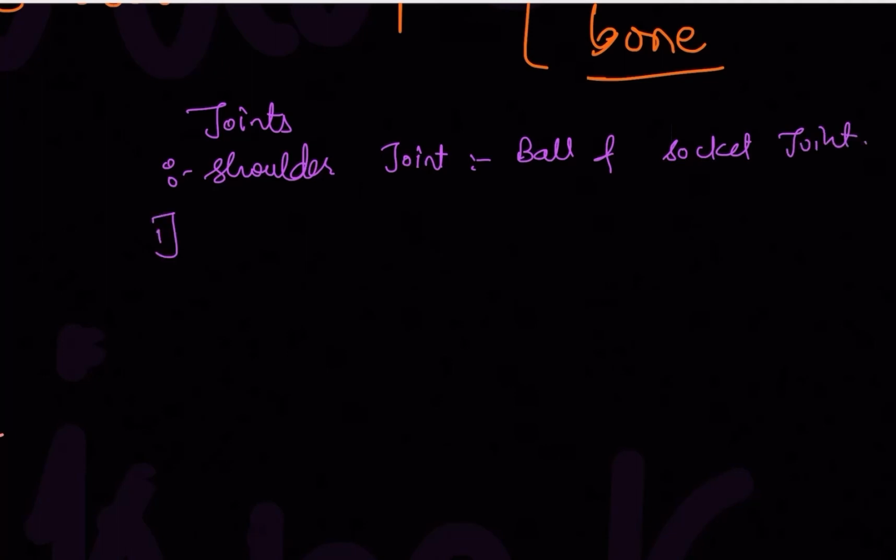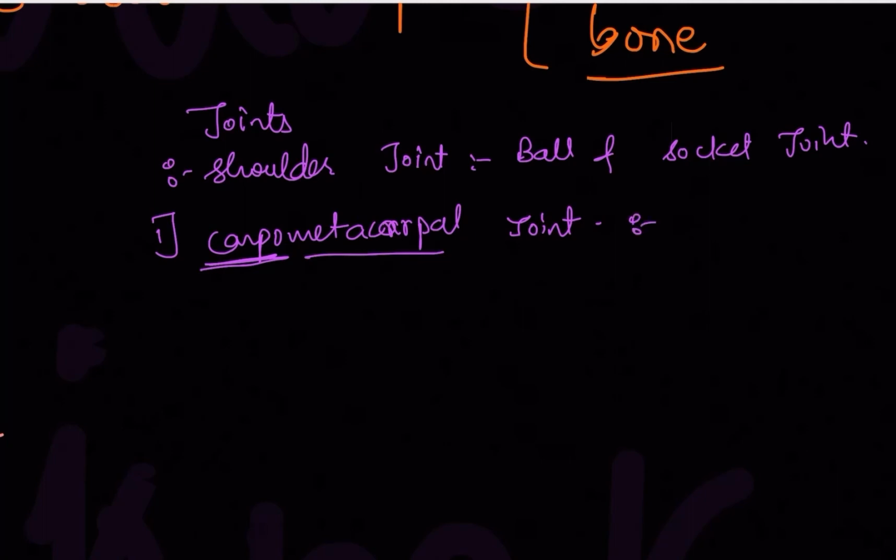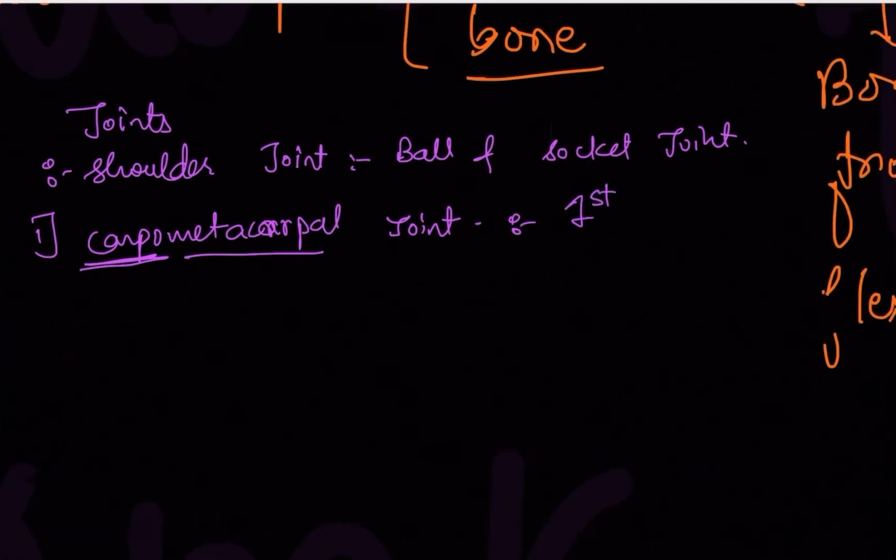Then you have one joint which is the carpo-metacarpal joint. From the word itself, break the word and understand which joint we are talking about. Carpo means carpals, metacarpal. So the joint between the carpals and the metacarpal. You only have to remember that the first carpo-metacarpal joint is a saddle joint, or you can say sellar joint. Okay, you have to remember this.